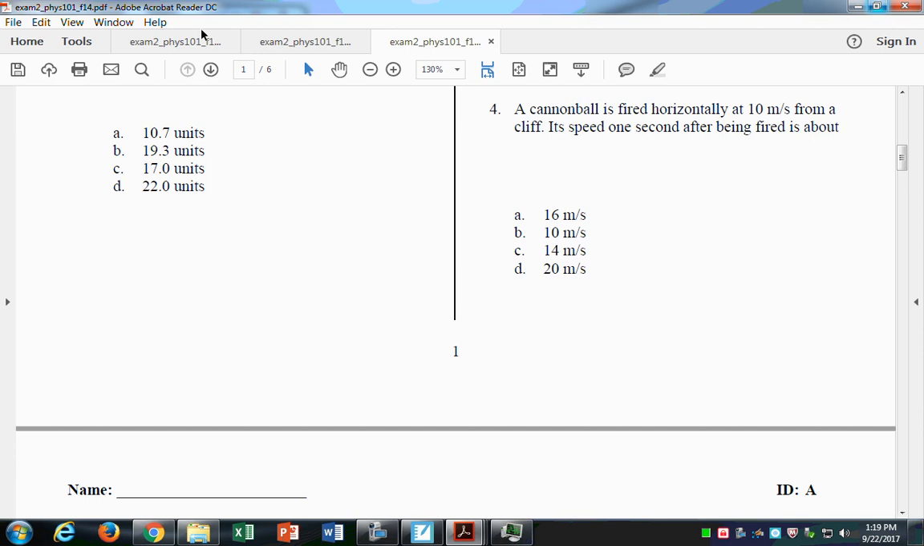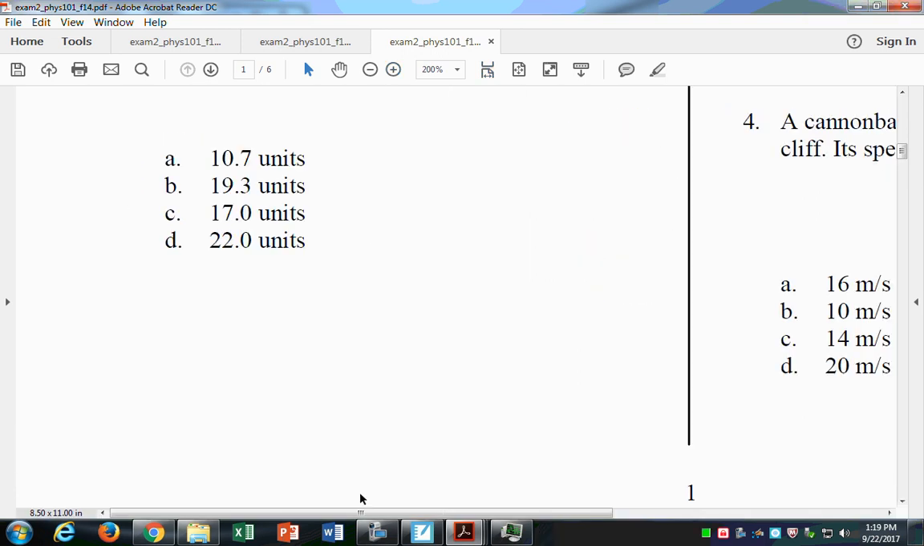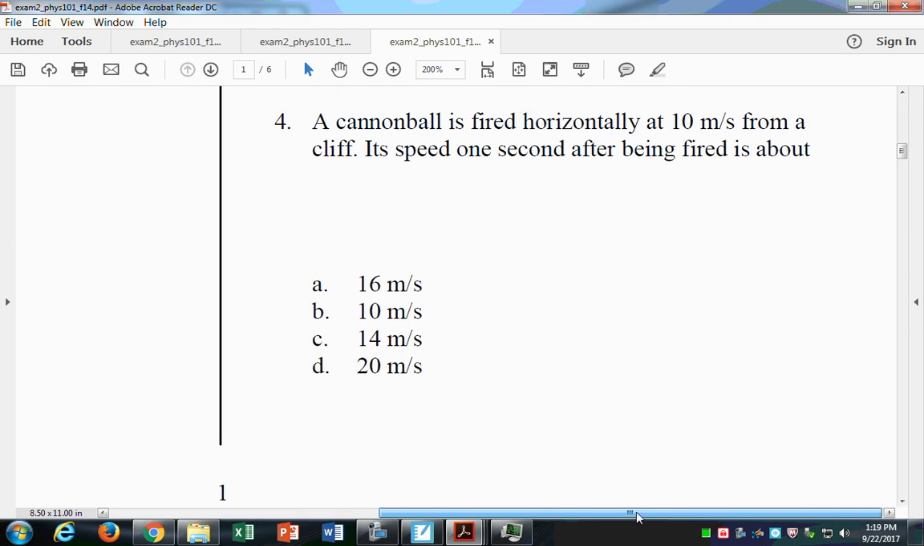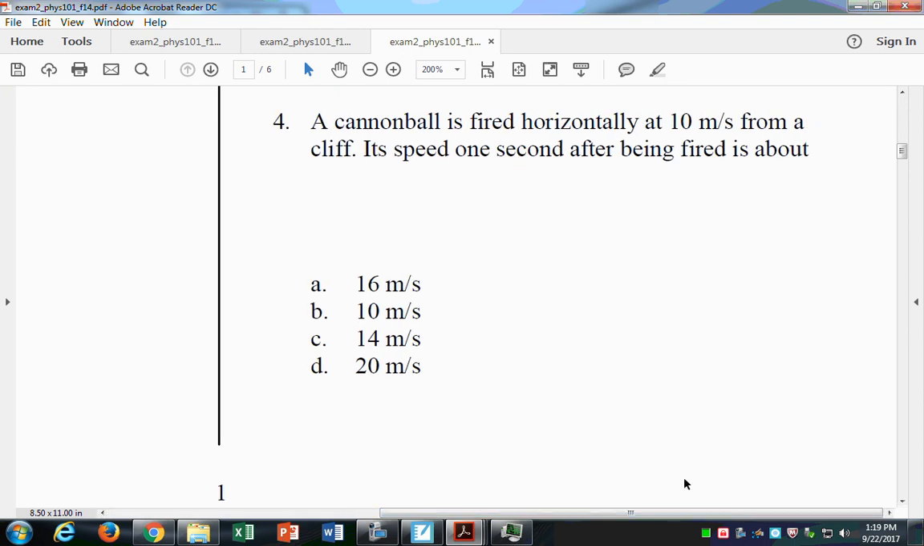A cannonball is fired horizontally at 10 meters per second. Its speed 1 second after being fired is about what? I know some of you worked this problem earlier, but just consider it extra practice. So I have a cannonball that's fired horizontally in this direction, and I want to know what is the speed 1 second after being fired. So my time is 1 second.